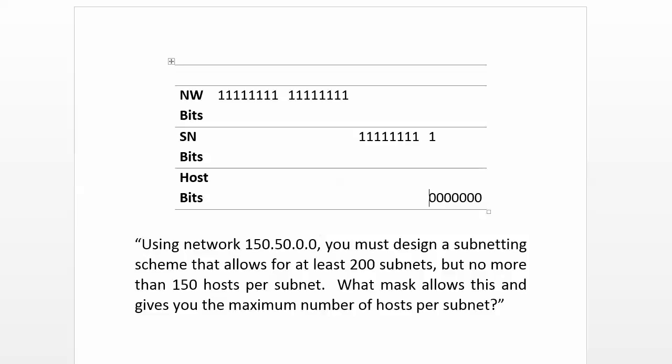Now you could look at it and say, well, I could borrow another host bit and it would still work because I'd have at least 200 subnets and I'd have no more than 150 hosts. But the question is also saying what mask allows this and gives you the maximum number of hosts per subnet. So that's tying you into one. It's saying, I want you to give me a mask that gives me at least 200 subnets, no more than 150 hosts on any of them, but still as many as I can get. So that's why you want to stop right there. So your mask is 255.255.255.128, and it's also /25.